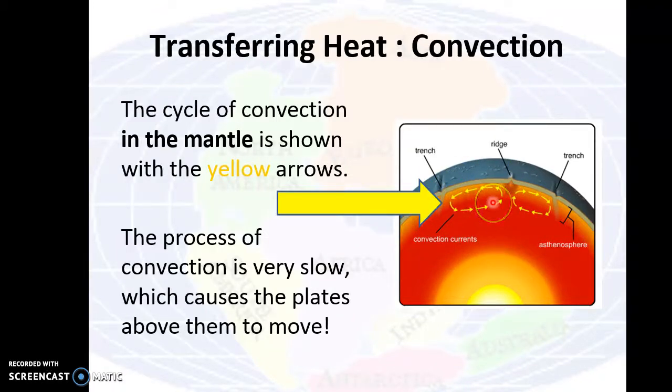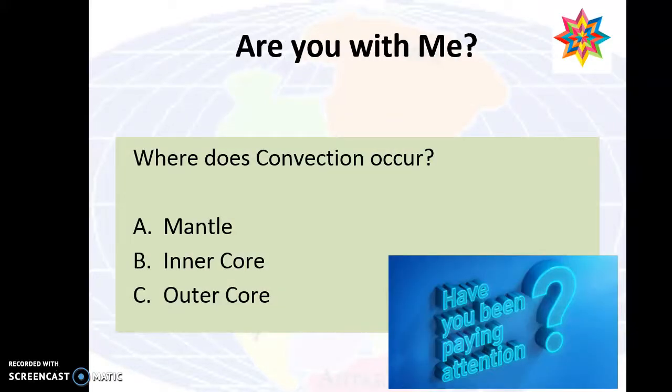And if you think about it, if you have a solid and you've got a liquid underneath and the liquid is moving, that solid on top is also going to move. This process of convection is very slow, which causes the plates above them to move. Notice the asthenosphere in the upper portion of the mantle. The molten rock in this area is so hot that it flows like a fluid. Are you with me? All right.